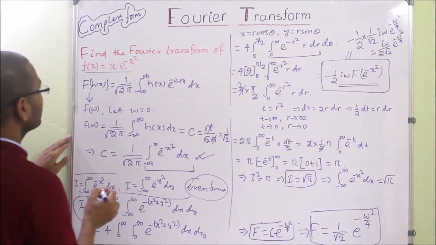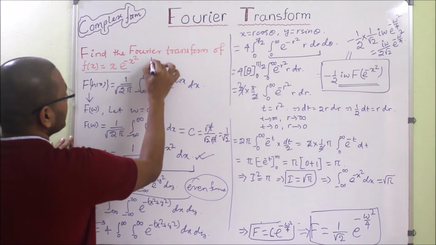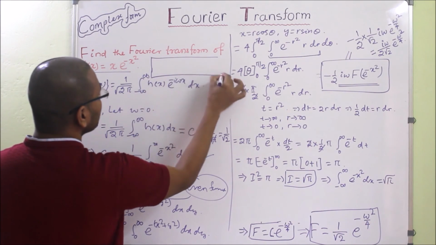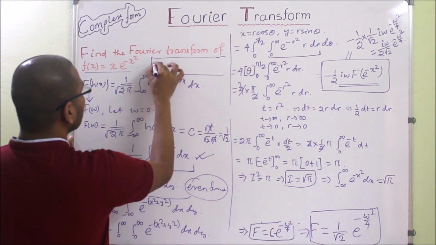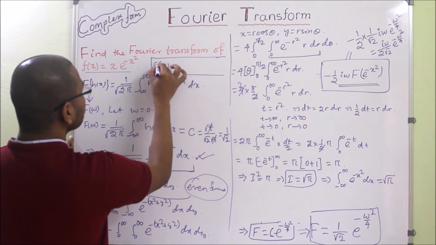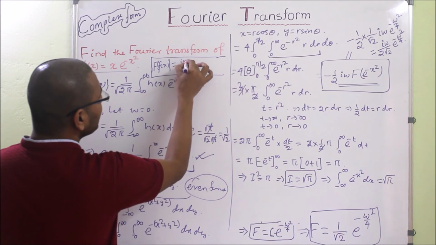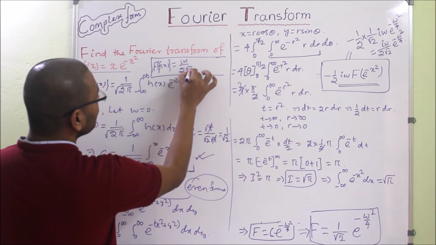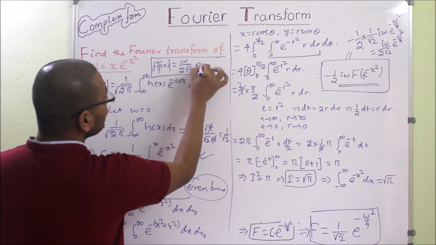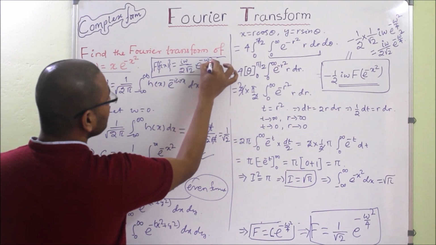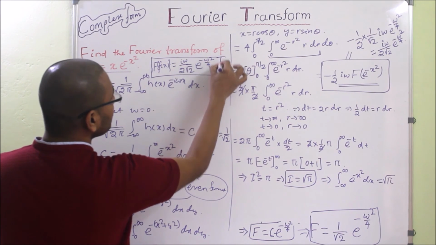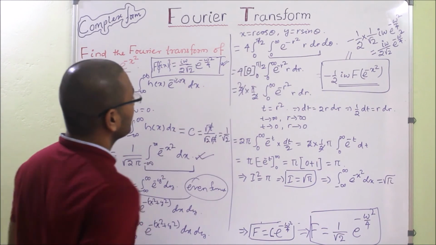So we got the answer. Here we will write the answer clearly. The Fourier transformation of f of x equals i w by 2 root 2 into e to the power minus w square by 4. So this will be our answer.